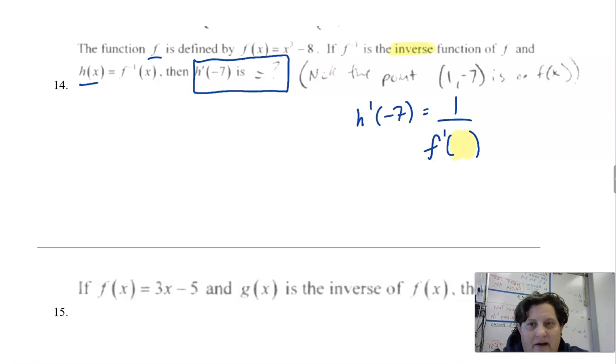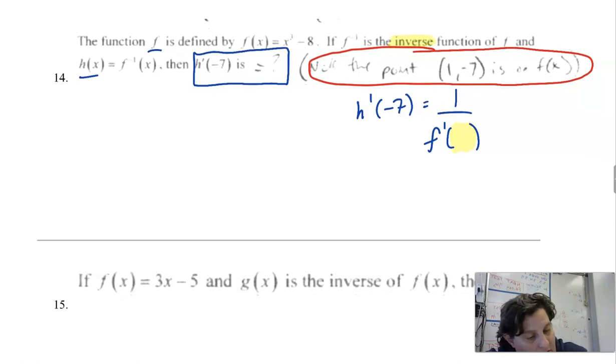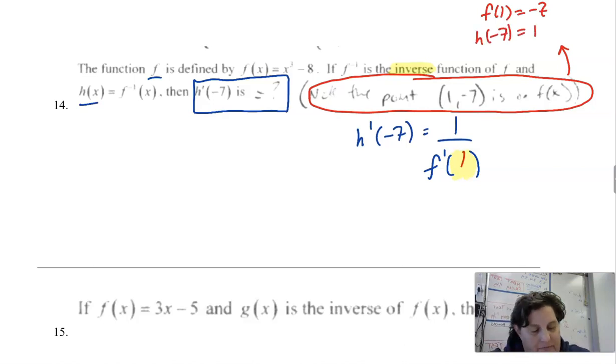Okay, so how do I find that something? Again, with this information, it just tells you, right? Notice the point (1, -7) is on the graph of f. Okay, so that means f of 1 is -7, which means h of -7 is 1, and that'll put a 1 right there. All right.